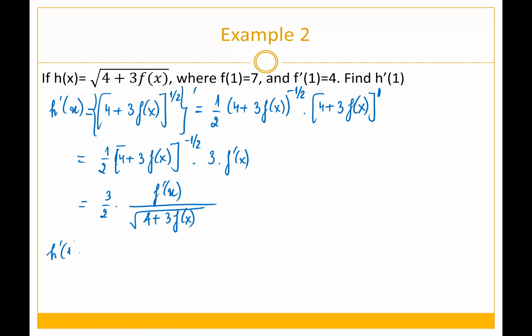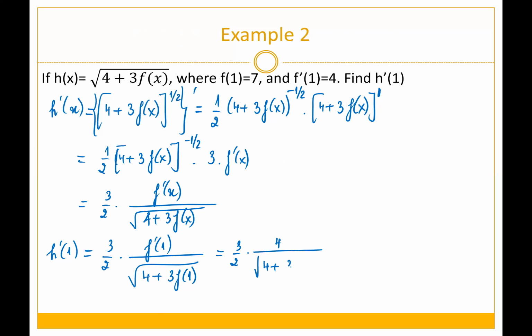Now, if we want to find h prime of 1, basically we're just going to plug everything related to x into 1. So you have f prime of 1 divided by the square root of 4 + 3f(1). Therefore, what we end up having is 3/2 multiplied by f prime of 1, which is 4 as given, divided by the square root of 4 + 3 multiplied by 7. So the 2 cancels out. We have 6 over the square root of 25, which is 6 over 5. So this is the answer.